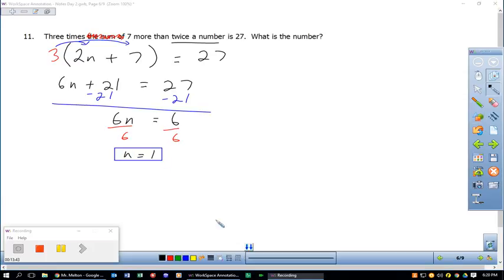Alright, now let me grab a different color and see if I can point this out. If we have n equals 1, that's 2 times 1, which is 2, plus 7, which is 9, times 3, which is 27. Yeah, I forgot what number I said. That's 9 times 3 is 27, yes. So this checks out. So n is in fact 1.